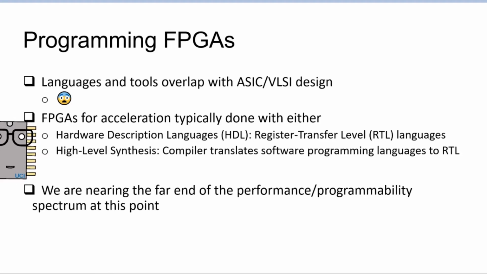Hardware description languages, which are also what is called register transfer level languages. In the next slide, we're going to talk about what exactly this means. Basically, these are the low-level languages, the assembly language of the hardware design world. The other category is the high-level languages, sometimes called high-level synthesis languages, which are compilers and tool chains and things like that, which translate software languages such as C or even OpenCL to RTL. So basically, this is stacked on top of the other one. You program in a high-level language, it gets translated to RTL, and the RTL gets actually synthesized to hardware.